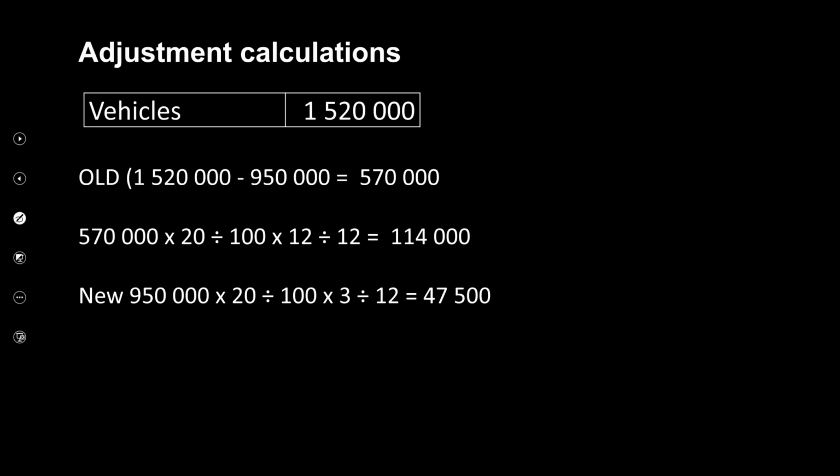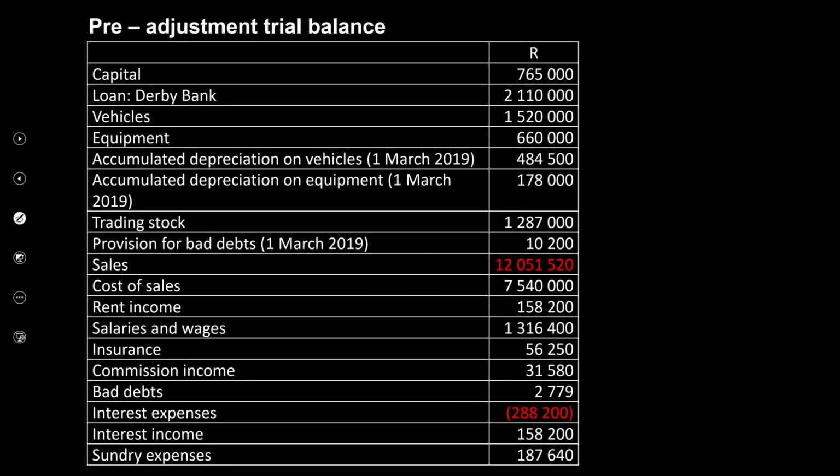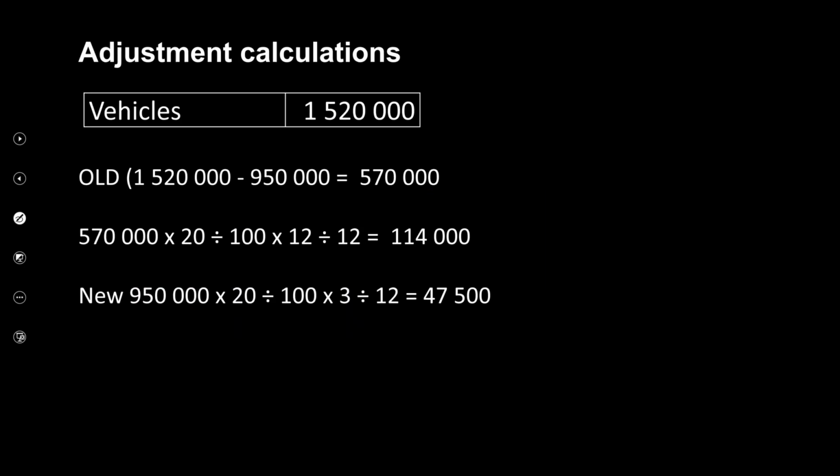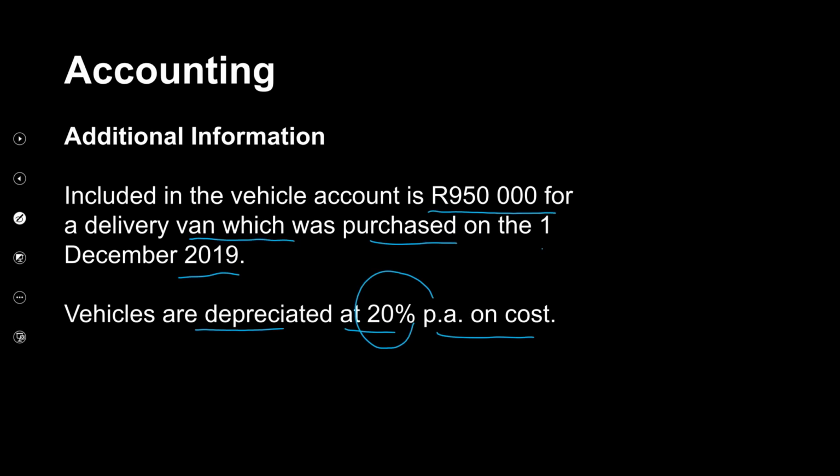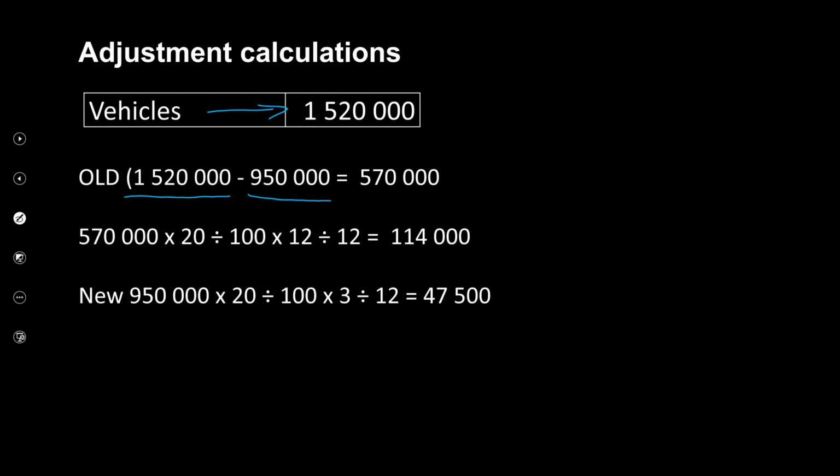Right. In terms of my calculation, step number one, find your vehicles figure. Vehicles, 1,520,000. Step number one, start with the opening balance minus the new vehicle. The reason we're subtracting it is that included in the vehicles account is the 950,000 for the new vehicle. Therefore, minus your 950,000 will give you a figure of 570,000. So obviously your old vehicles are valued at 570,000.